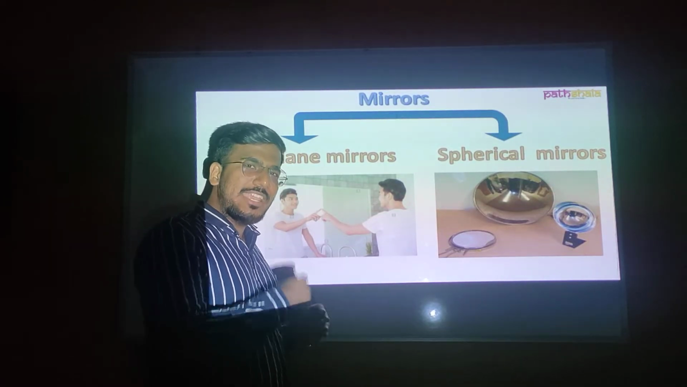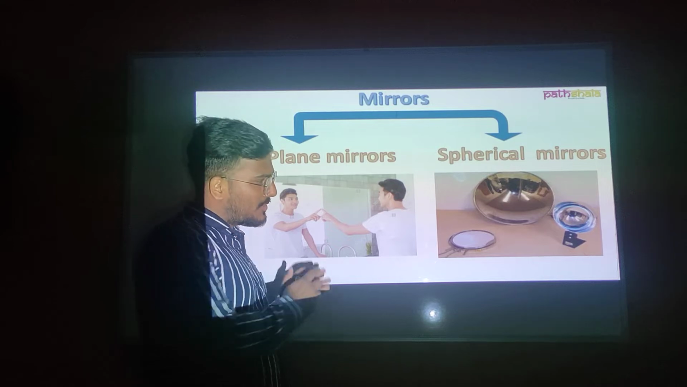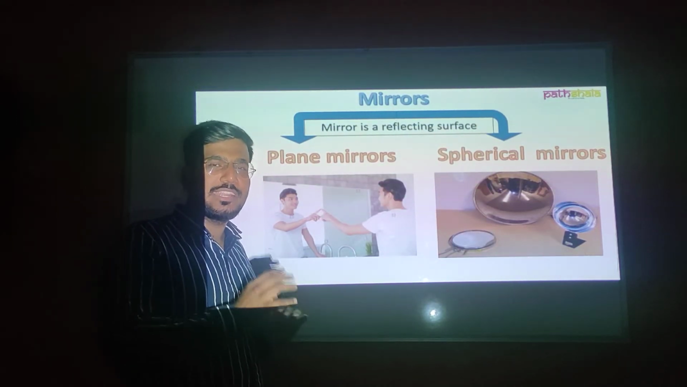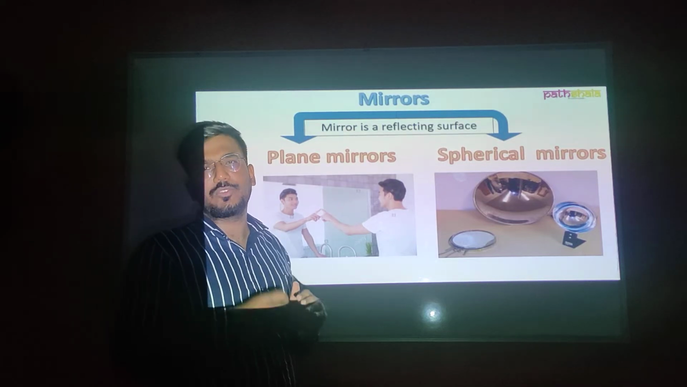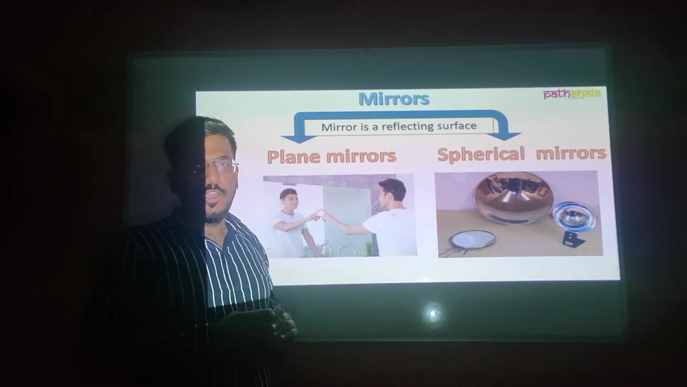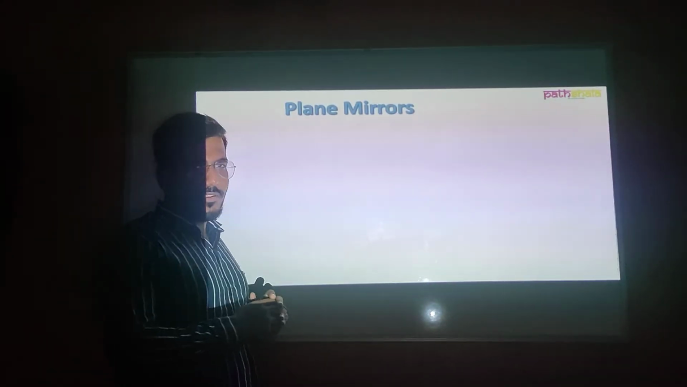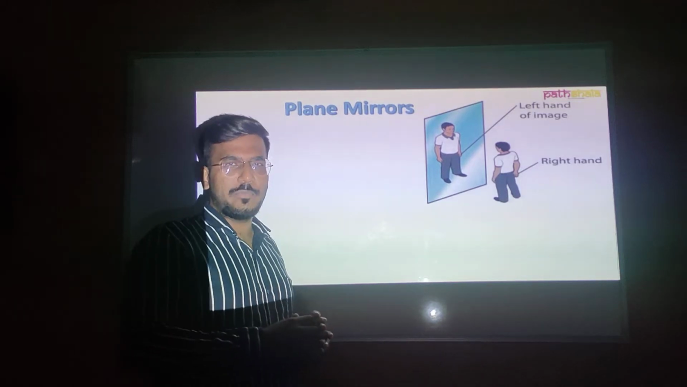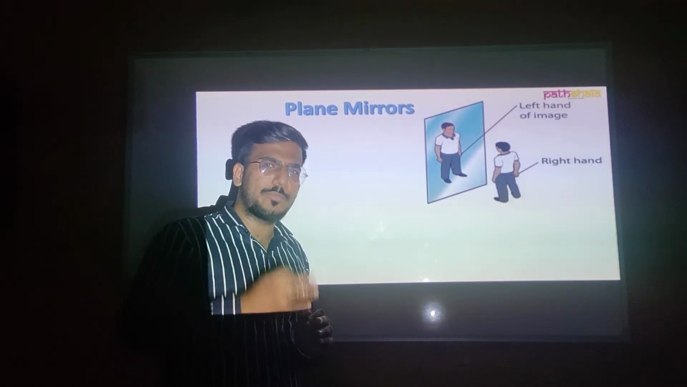So let's learn each in more detail. Let's begin with the first, the plane mirror. Now what is a mirror? A mirror is basically a reflecting surface. It is actually acting as a reflecting surface. Okay, so let's start with the plane mirror in detail. Now children, this is the image and the object version of a plane mirror. Now the plane mirror has three properties.